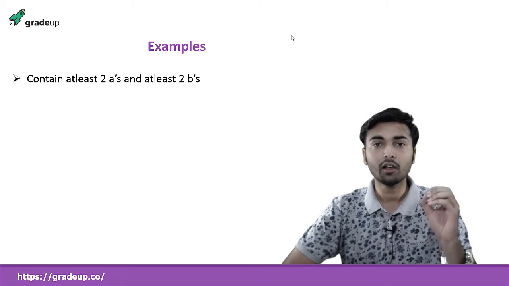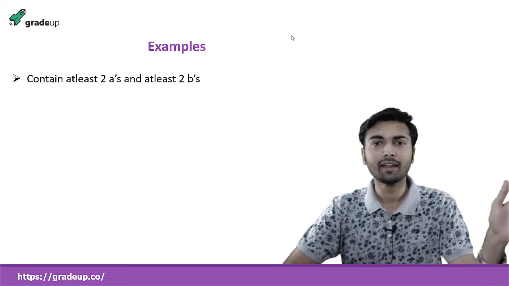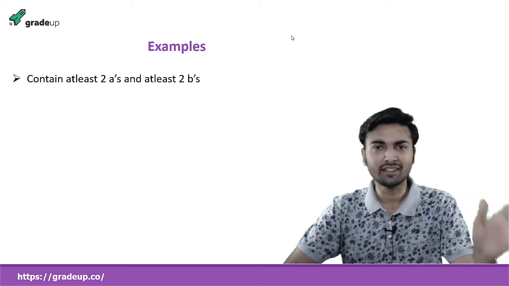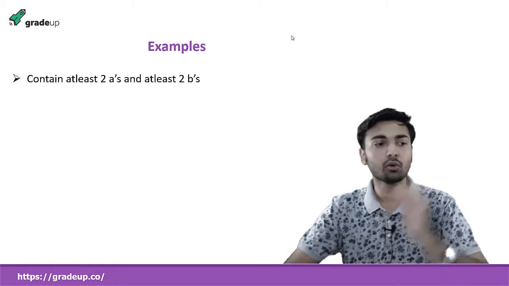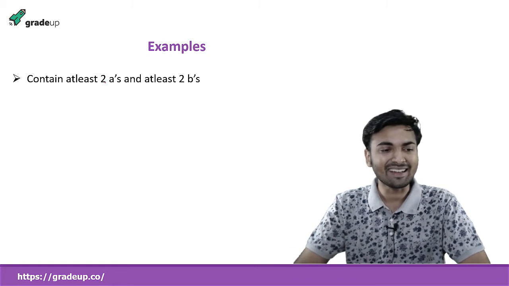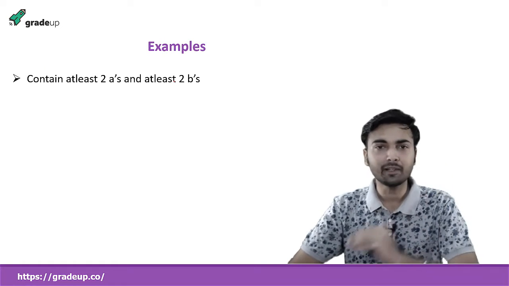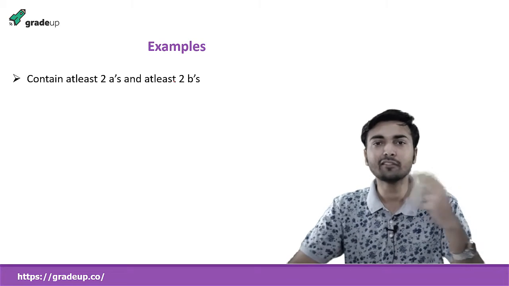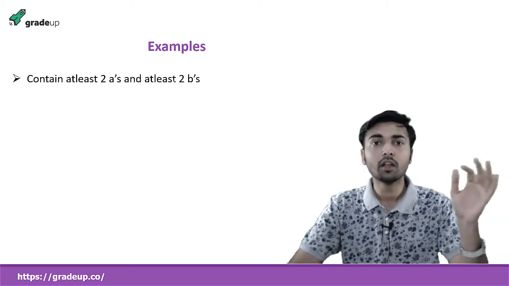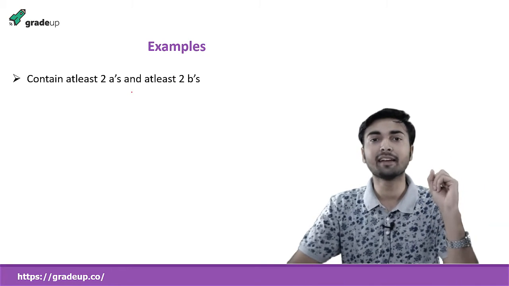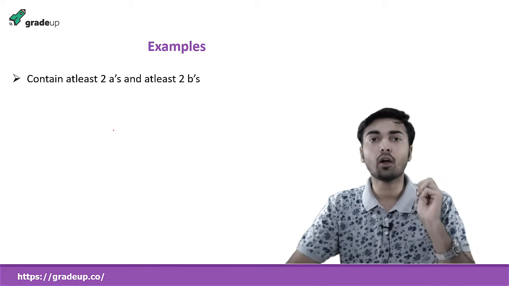See, first of all, the first example I'll take. There is a technique to draw these product automata, and this technique will apply in all of them. So see here: contain at least 2 A's and 2 B's. Up till this point, we have done at least 2 A's, and in the next example we decided at least or at most. Now, two conditions are applied simultaneously. That is what is meant by product automata.